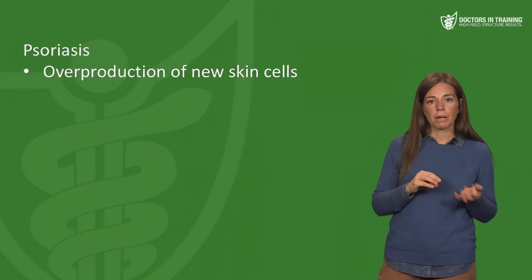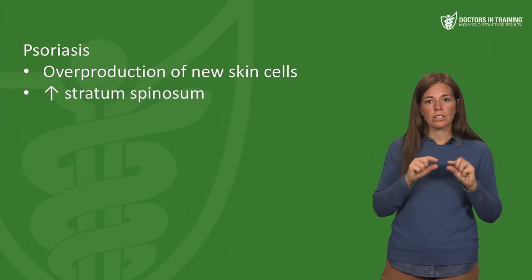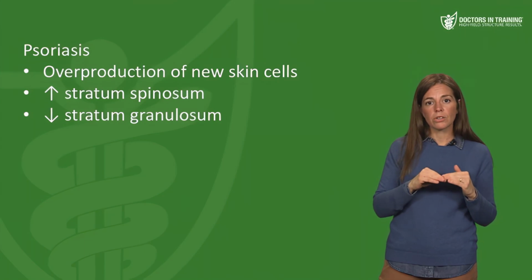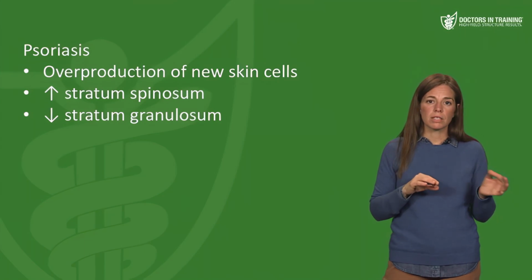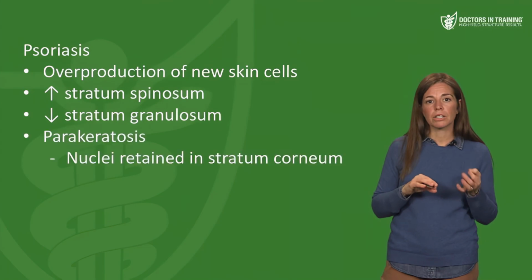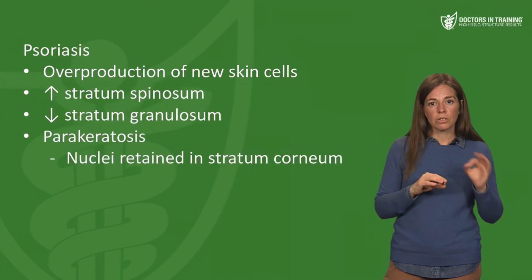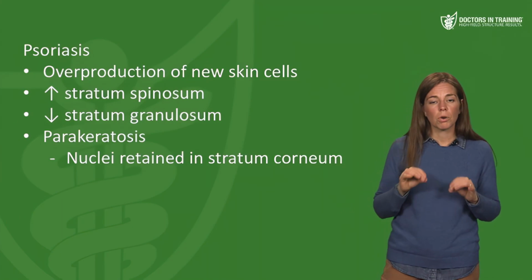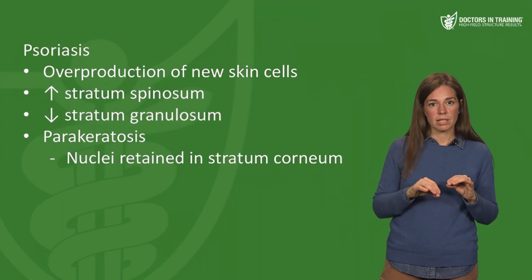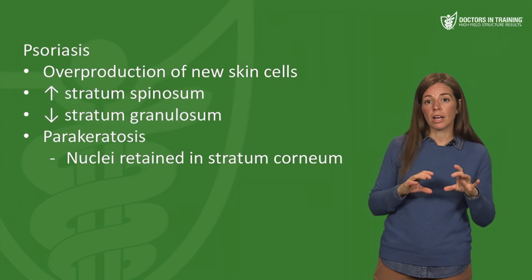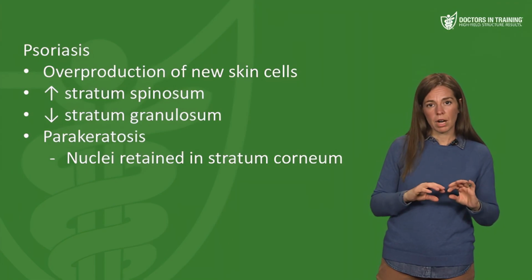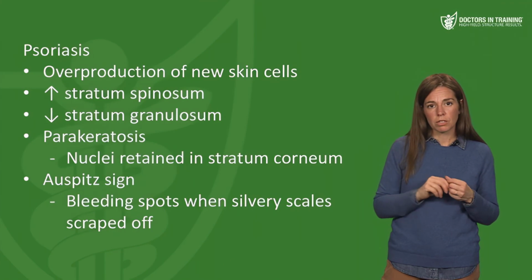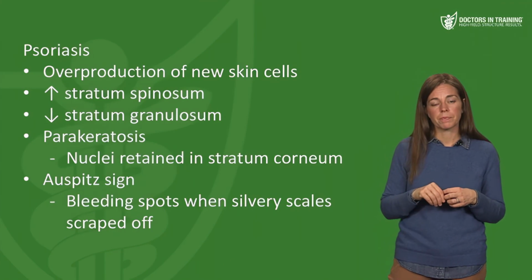And if you look at the skin microscopically, you notice an increase in the stratum spinosum and a decrease in the stratum granulosum. And sometimes you'll see psoriasis associated with something called parakeratosis. This is where you see nuclei retained in the stratum corneum. So that's definitely a term you also want to associate with psoriasis. If you see parakeratotic scaling, think about psoriasis. Auspitz sign is when you have bleeding spots when the silvery scales are scraped off.